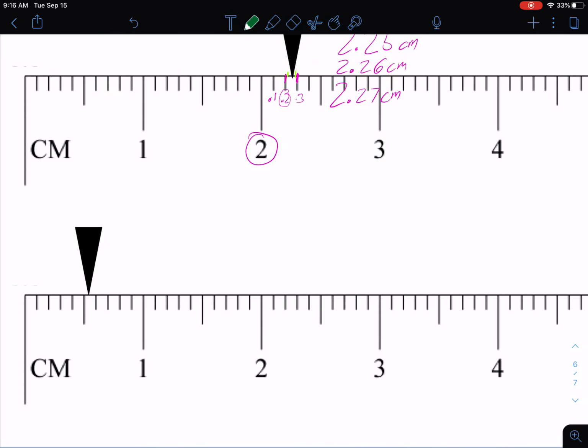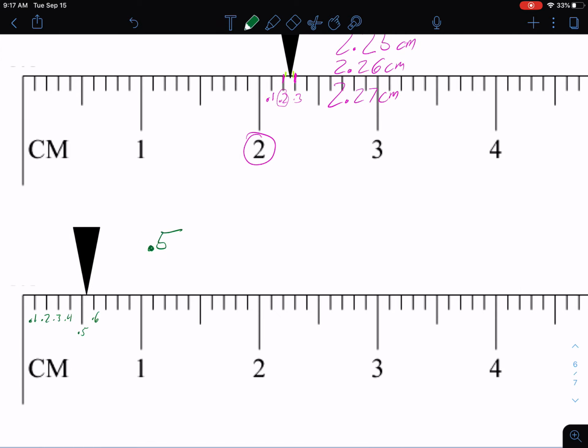We know this is 0.1, 0.2, 0.3, 0.4, 0.5, 0.6. We know for sure it went past 0.5, so we're going to have 0.5 there. Now we have to guesstimate. When we zoom in again, it gets a little closer to see, but whenever you're using a meter stick, it's kind of hard to see. You might say that's closer to the 0.5, but it's still really close to halfway.